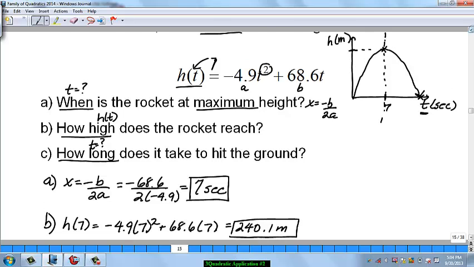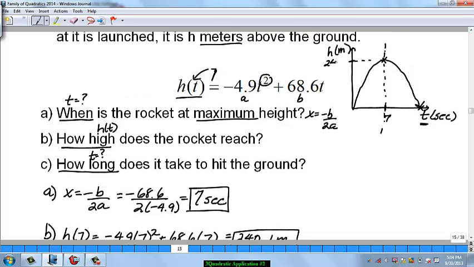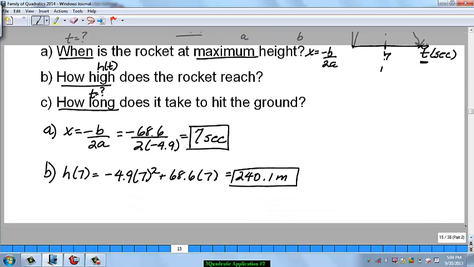So now let's go back and label our picture. This is 240.1, which is really the point (7, 240.1) on the graph, meaning at 7 seconds I've reached a height of 240.1. Now the third one is how long does it take to hit the ground?